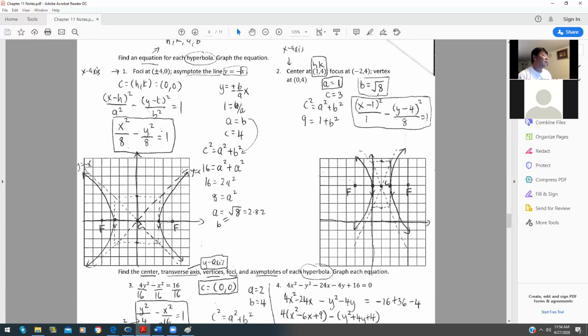Usually when you have to draw a hyperbola, you have to draw this box and your asymptotes. And what are the asymptotes used for? The asymptotes are used so that we know how wide or how narrow your hyperbola is.